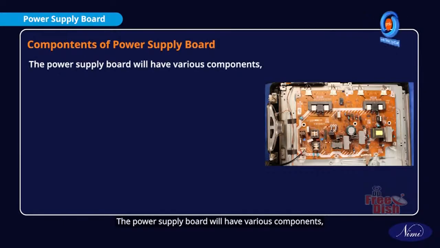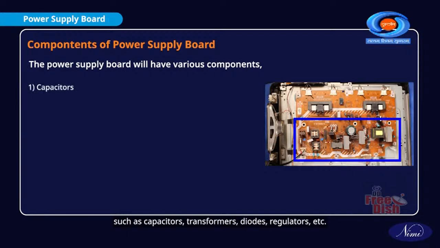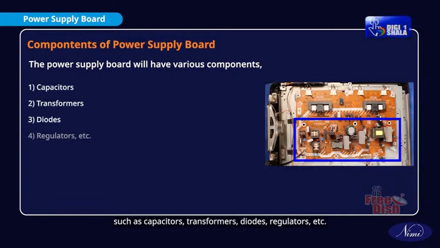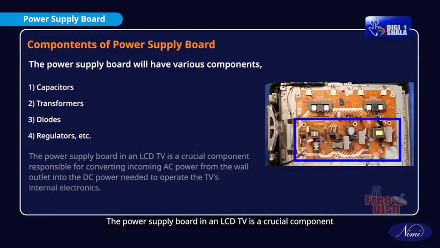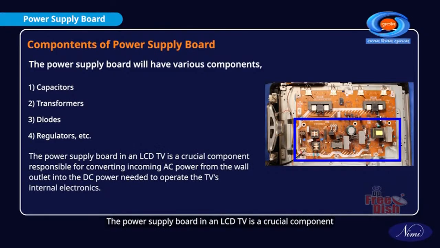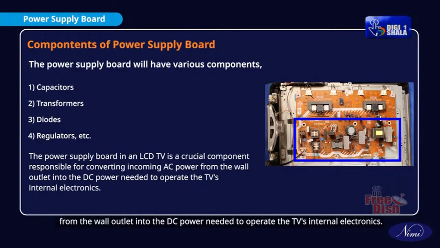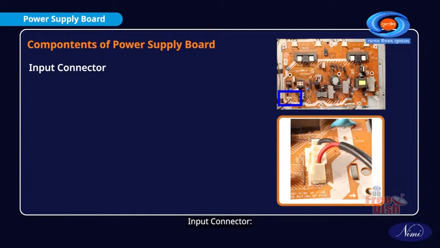The power supply board will have various components such as capacitors, transformers, diodes, regulators, etc. The power supply board in an LCD TV is a crucial component responsible for converting incoming AC power from the wall outlet into the DC power needed to operate the TV's internal electronics. Input connector.